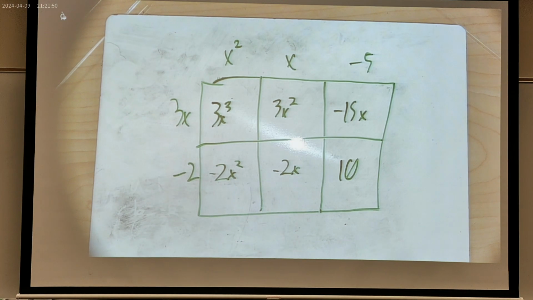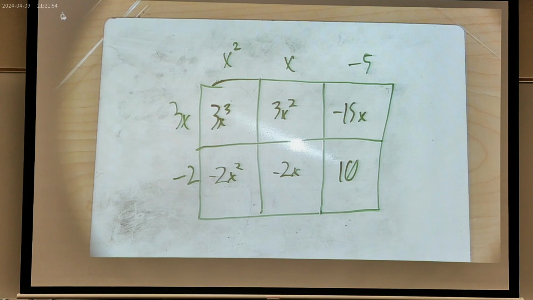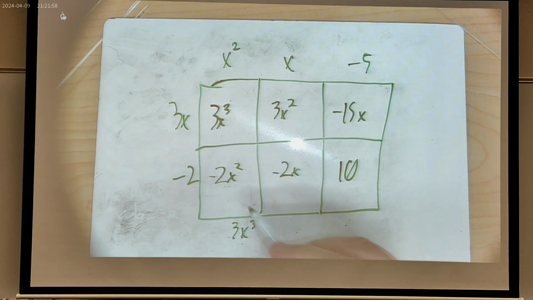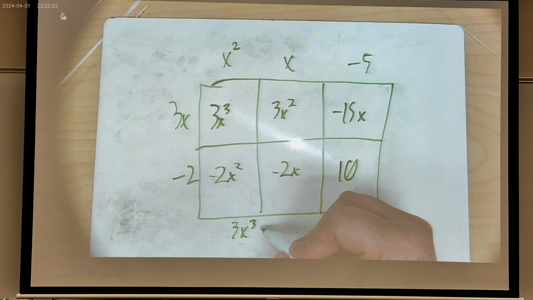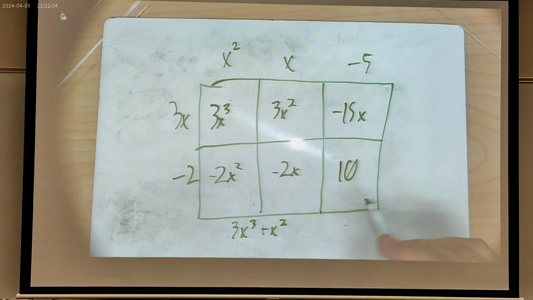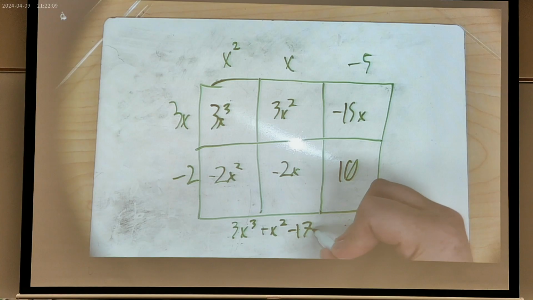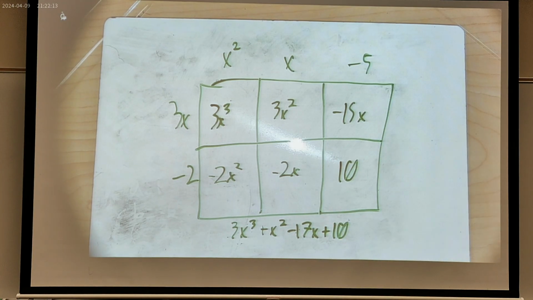Now for the benefits of this, I get to just copy over. I'm just going to write down like terms. So that's 3x to the third. Negative 2x squared plus 3x squared, so that's plus x squared. Negative 2x minus 15x is minus 17x, plus 10. And that's going to be our final answer for that one.